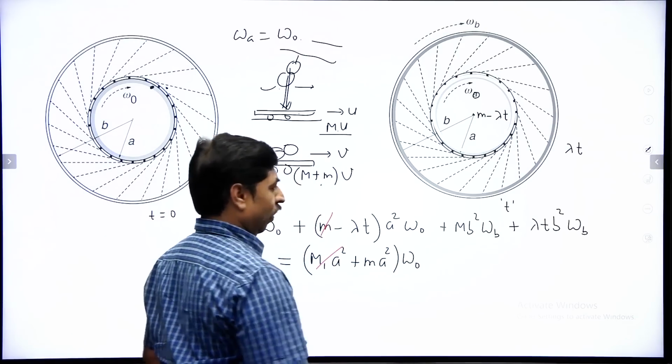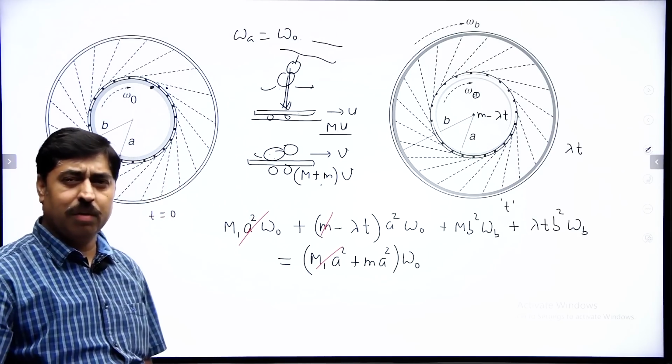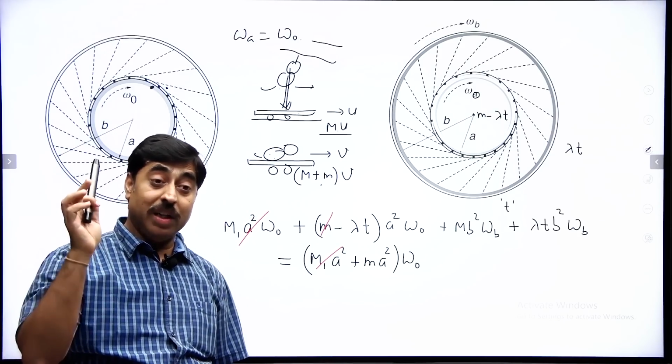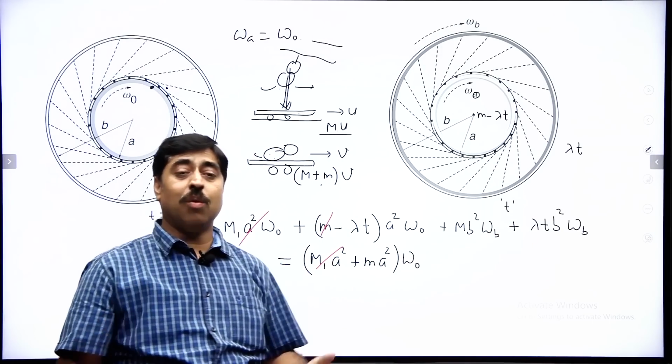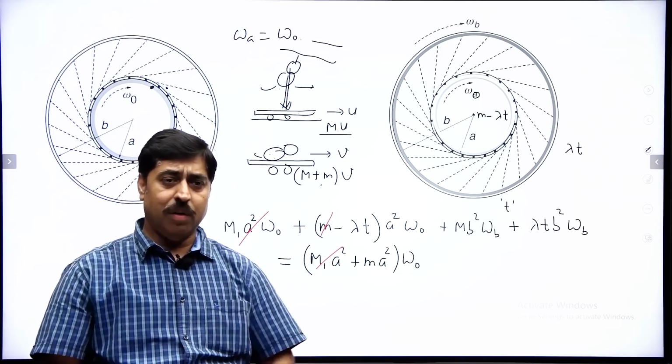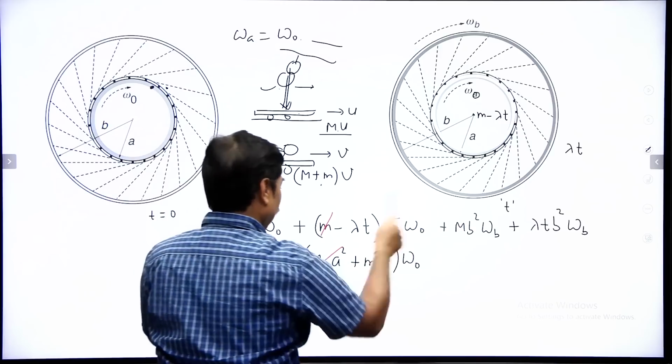You can simplify it for time and you will get the value of time. You can simplify it for omega b, I am so sorry, and you will get omega b as a function of time. Do it on your own.